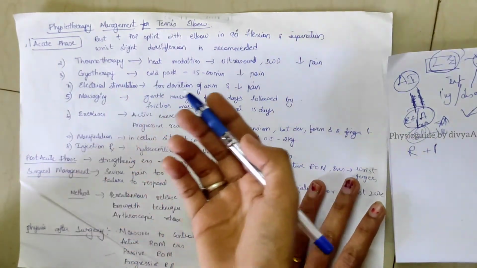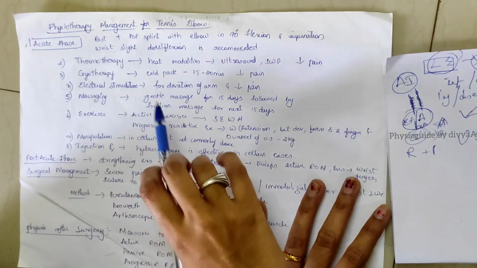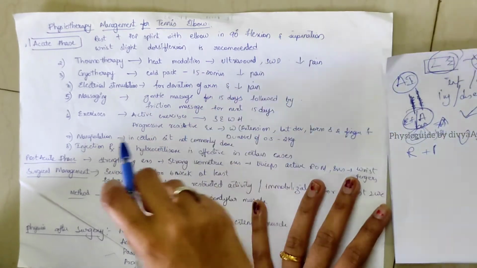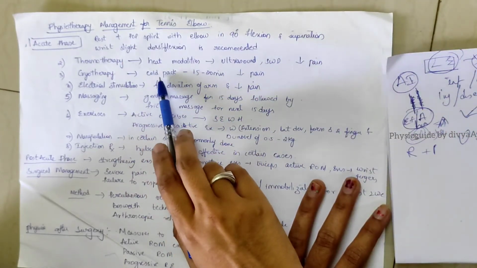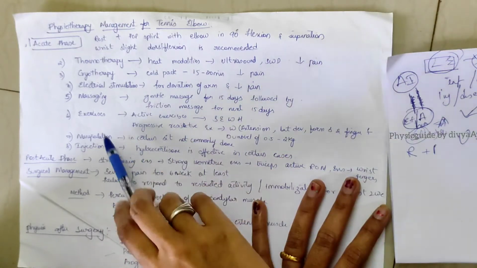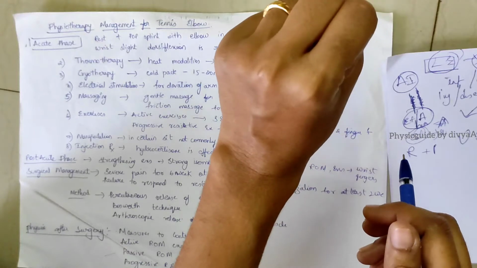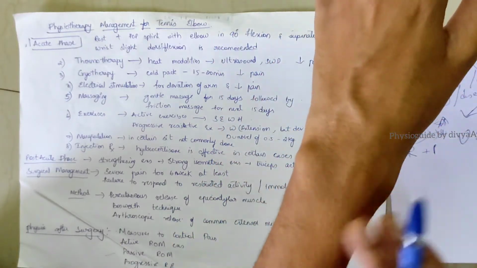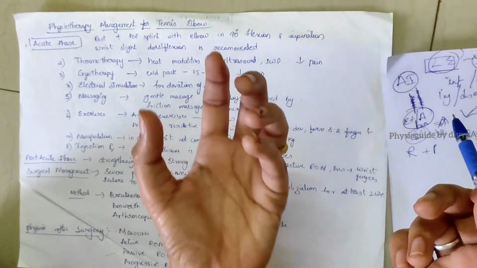Now thermotherapy, that means heat therapy like ultrasound, shortwave diathermy, IFT, we can give heat modalities to reduce the pain. Next one, cryotherapy to reduce swelling, redness, inflammation. Cold packs for 15 to 20 minutes we will suggest to decrease pain. And electrical stimulation, if the hand is not moving and it is fixed, we will give electrical stimulation to the muscle for elevation of the hand.